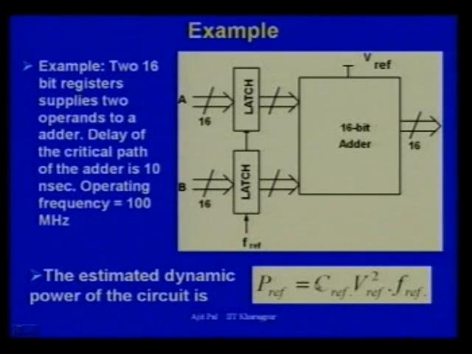Here the switching factor is not shown. Of course, the switching factor is there. Actually, C reference includes the capacitance and the switching activity. That is why it is called switching capacitance or switched capacitance. Now, this is operating at 100 megahertz.